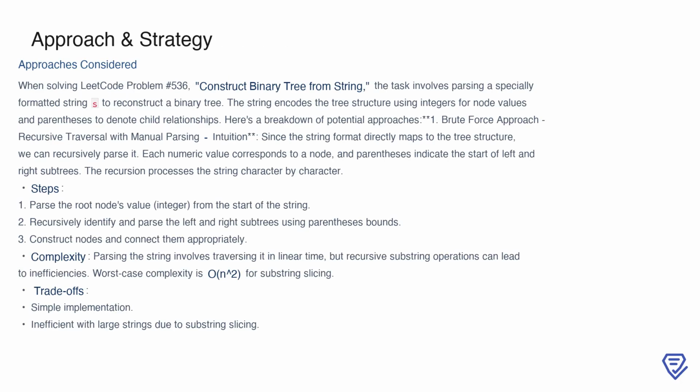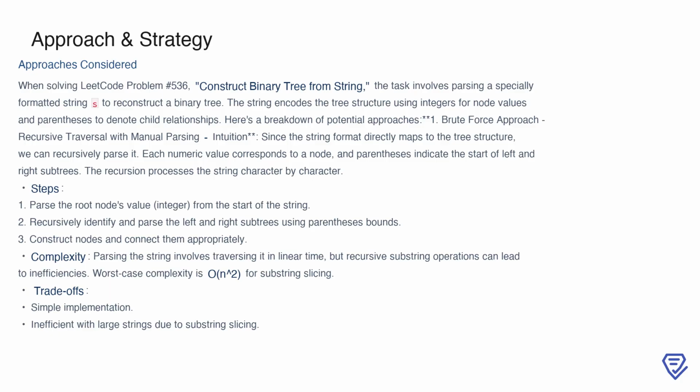To solve the problem of constructing a binary tree from a string, we start by understanding how the string encodes the tree structure. The string uses integers for node values and parentheses to represent relationships between parent and child nodes. One possible approach to tackle this is the brute force method, where we use recursion combined with manual parsing. The idea here is straightforward: we process the string character by character. First, we parse the numeric value for the root node. Then, using the parentheses as boundaries, we recursively parse the left and right subtrees. As each node is constructed, it is connected to its parent.